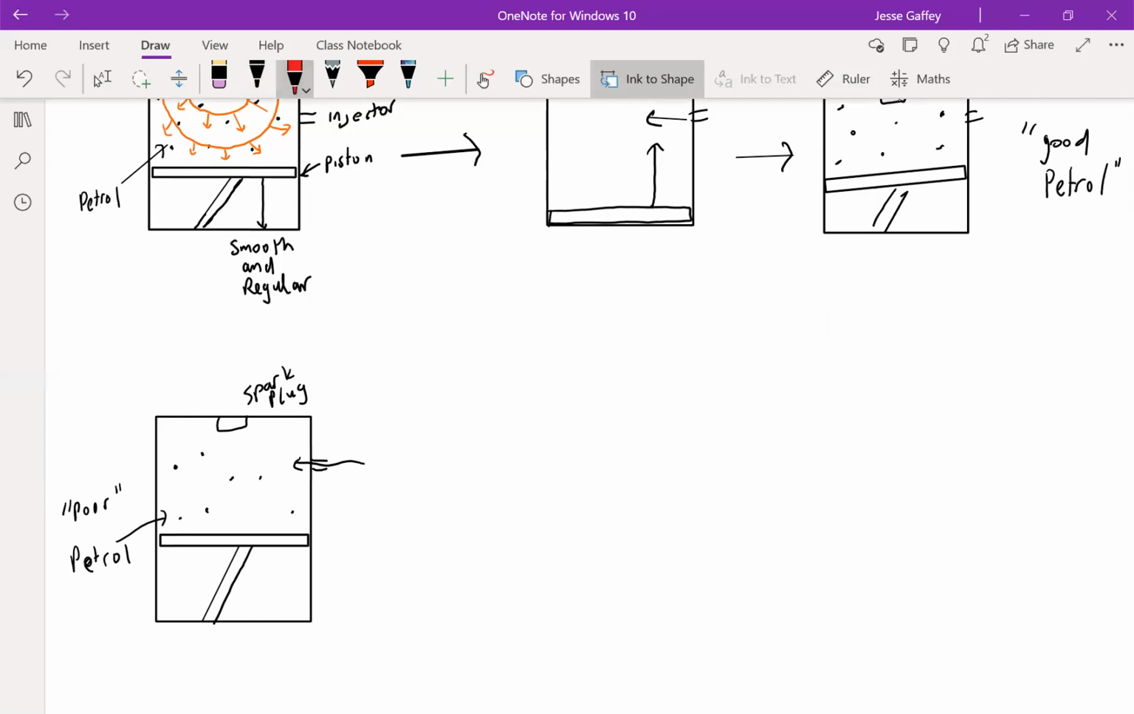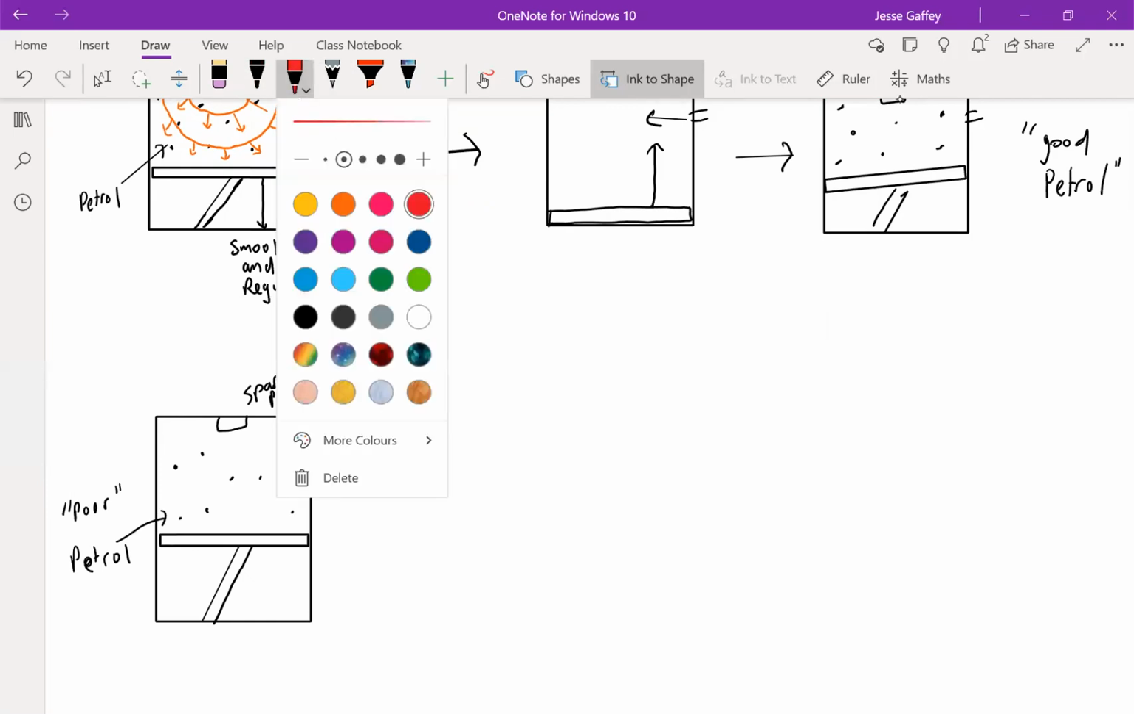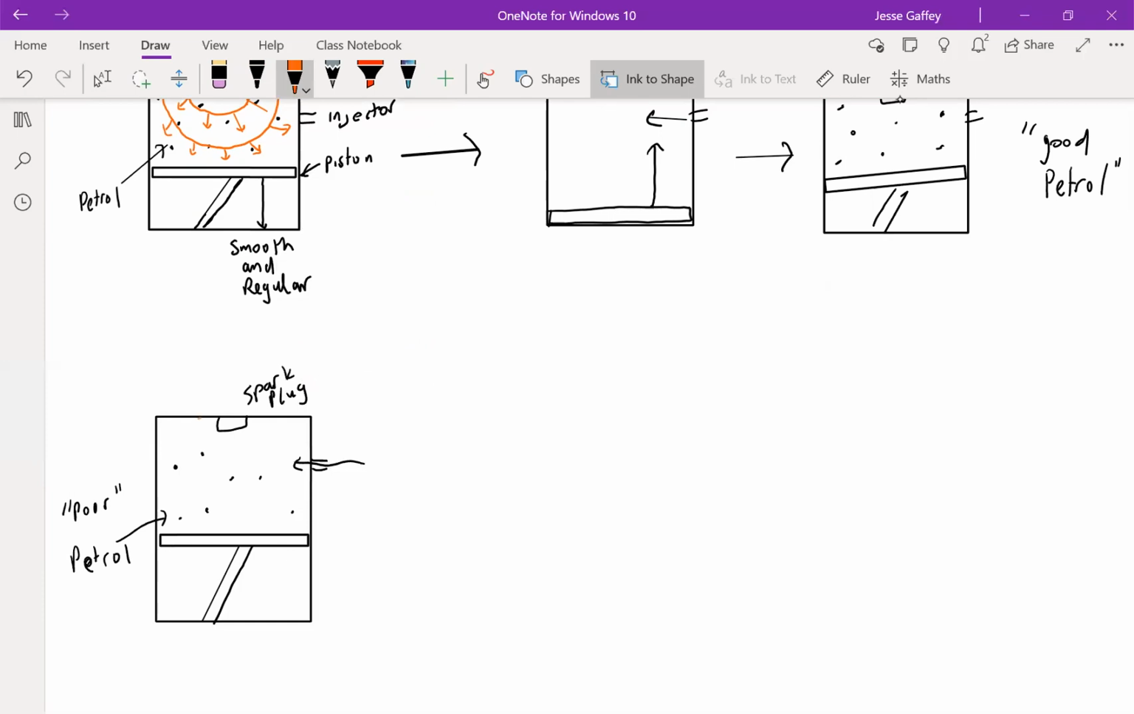Well, you still get the spark, just like before. And the spark creates this wave of combustion that moves out from the spark plug. But the issue with poor petrol is that some of these particles, before the wave of combustion gets to them, are able to spontaneously combust. Spontaneously combust just basically means that they don't need the spark in order for them to ignite. So they ignite without the spark.